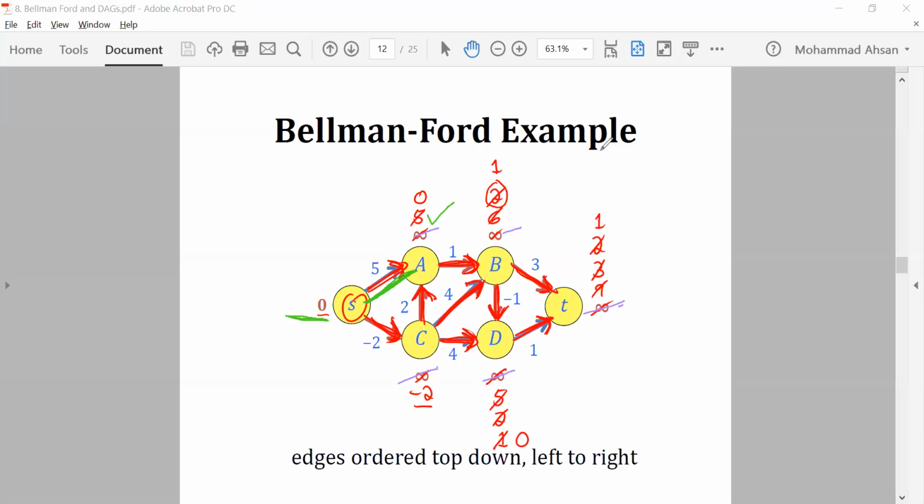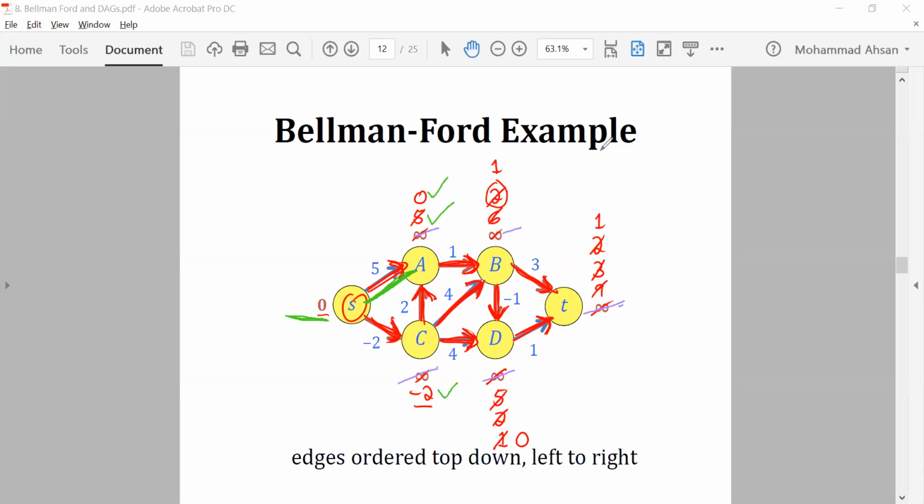The same you do with C. 0 minus 2 makes it minus 2. Then take the next edge. What is the next edge? C to A. Minus 2 plus 2 makes it 0, right? Take the next edge, A to B. A to B is 1.